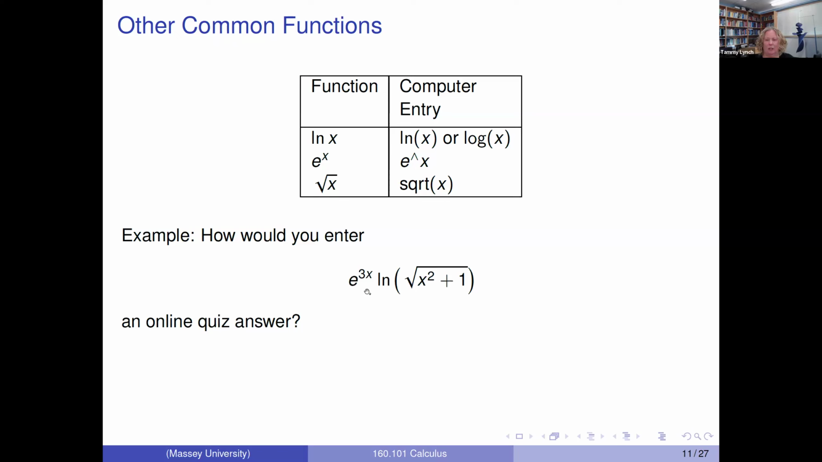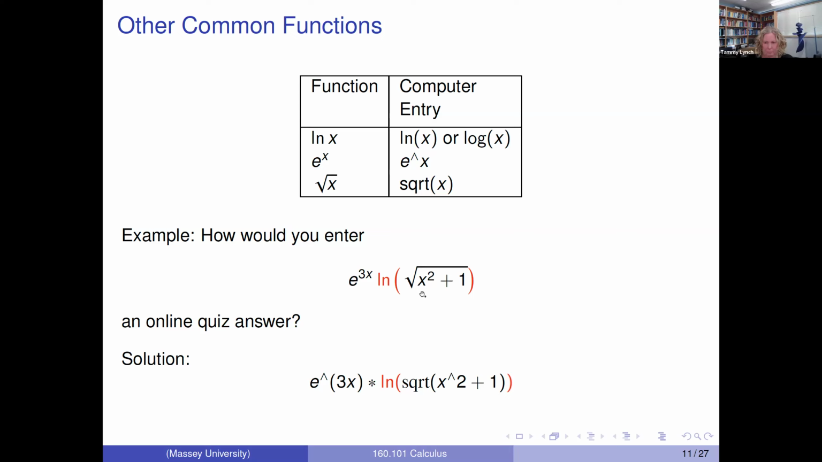So if I wanted to enter e to the 3x times the natural log of the square root of x squared plus 1, I would first look at my e to the 3x. So that's e raised to all of 3x. So 3x needs to be in brackets because everything here, 3x, is all part of my power. So e^(3x). Then I am multiplying that by my natural log. So I need the asterisk. The natural log will have an input. So we need open and closed brackets there where the input goes inside.